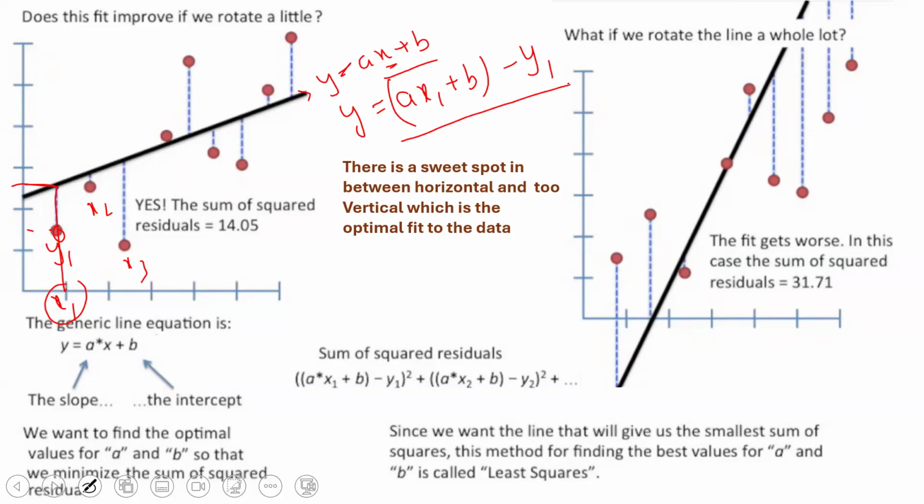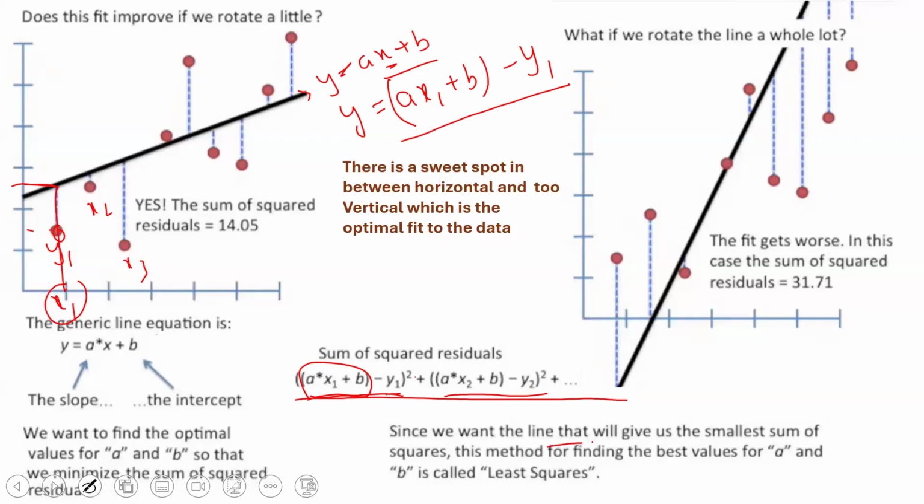We need the sum of squared residuals. So for every point you take the predicted value, take the actual value, subtract them and square them. Similarly, you do that for all the data points. This is the loss function for us, the sum of squared residuals. Now you have to take the derivative of this, equate it to 0, and then find the required values. That's all we do in any case.